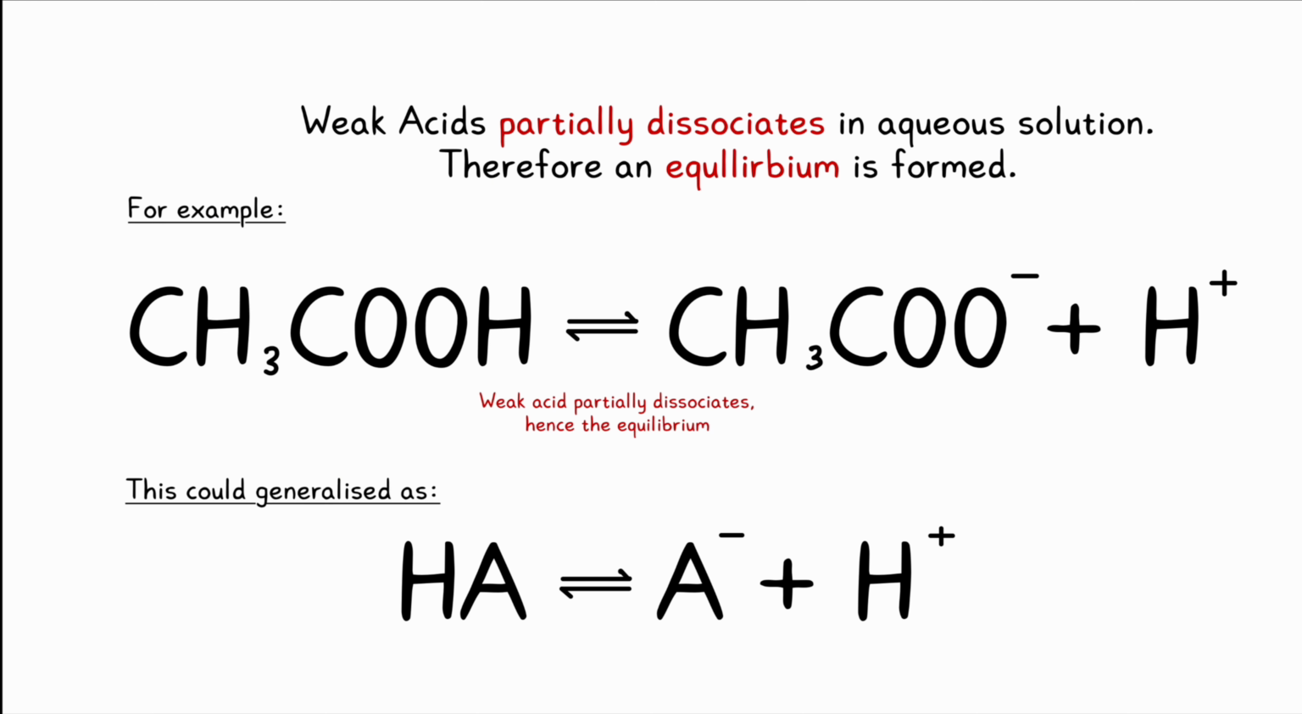Now, sometimes in exams, you might see this generalized in the terms of HA, A-, and hydrogen ions. HA is symbolic of a weak acid. Examiners do this to put you off, but please do not get put off by that. HA is literally just a weak acid, so when you see it, think of weak acids.